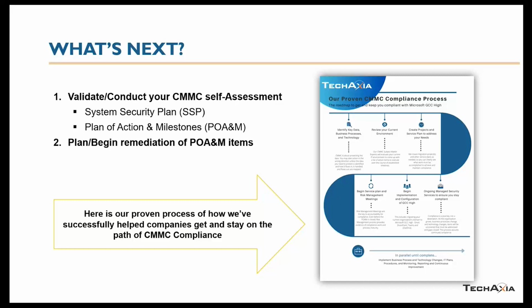Your system security plan should contain your data flow diagram. Again, remember, the sensitive information we want to protect here is the FCI and CUI. So you want to understand how that data flows in your environment, and then your plan of action and milestones is the gaps you currently have in your environment. So once you have these two documents in place, you can then plan and begin remediation of your identified gaps, which we call your POAM items.